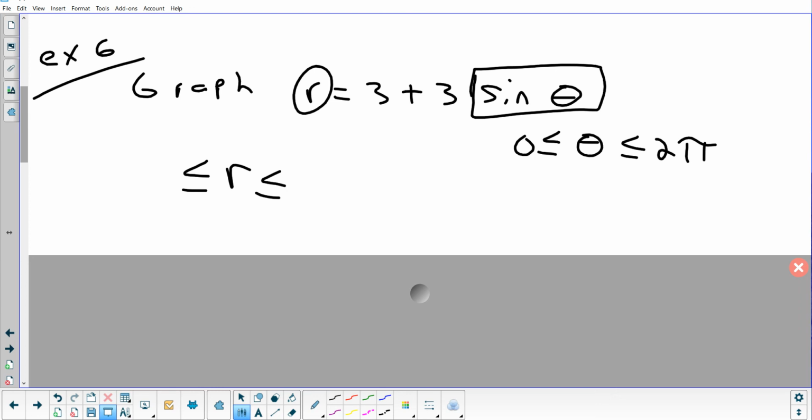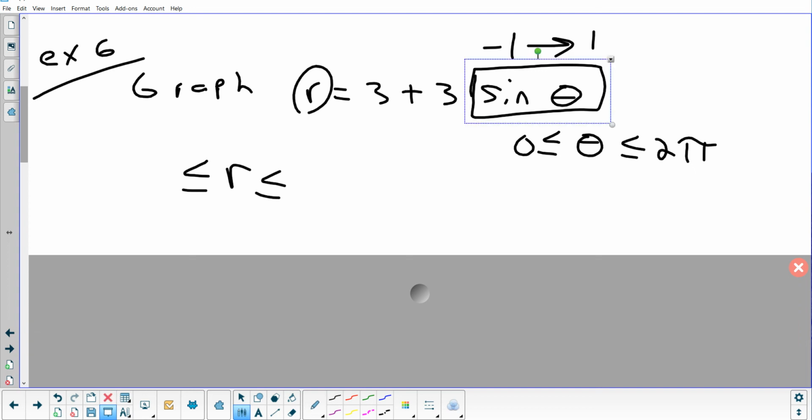Ashley? 1. Yeah, you'll never get a value bigger than 1, and you'll never get a value smaller than what? Yep, -1. The sine function does go below the x-axis. So the values in this box are going to range between -1 and 1. So use that information to figure out what r is going to range between.